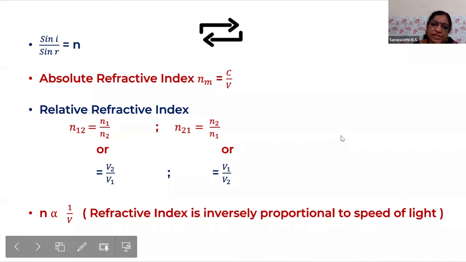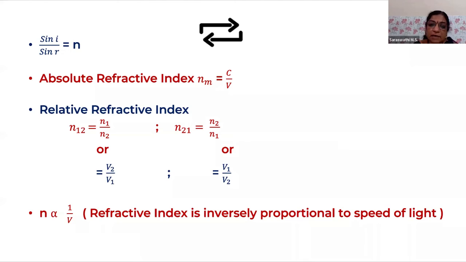Then, is refractive index and mass density same? Optical density and mass density same? Mass density and optical density are different, ma'am. Are they same? No. Here we are comparing the speed of light. There we are comparing mass by volume, isn't it?